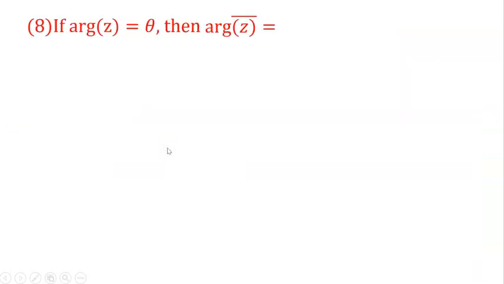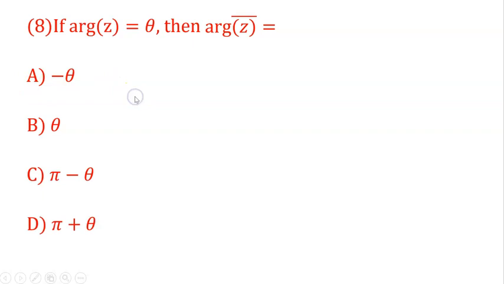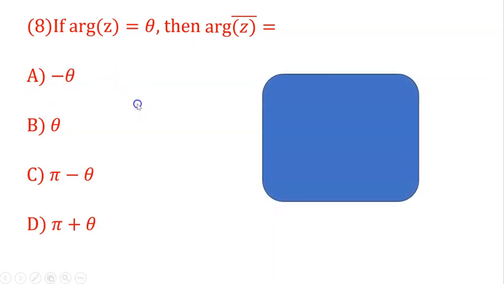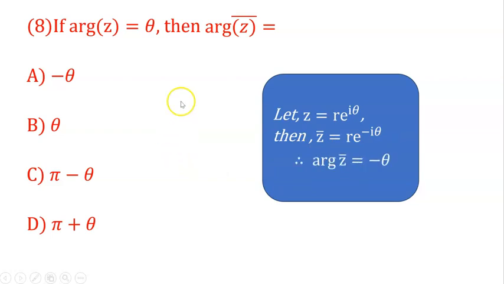Now next, if the argument of z is theta, then what is the argument of z bar, the conjugate? Option A is minus theta, B is theta, C is pi minus theta, and D is pi plus theta. Now it's very simple. z equals r e raised to i theta, then z bar equals r into e raised to minus i theta, and hence its argument is minus theta. Hence option A is correct here.